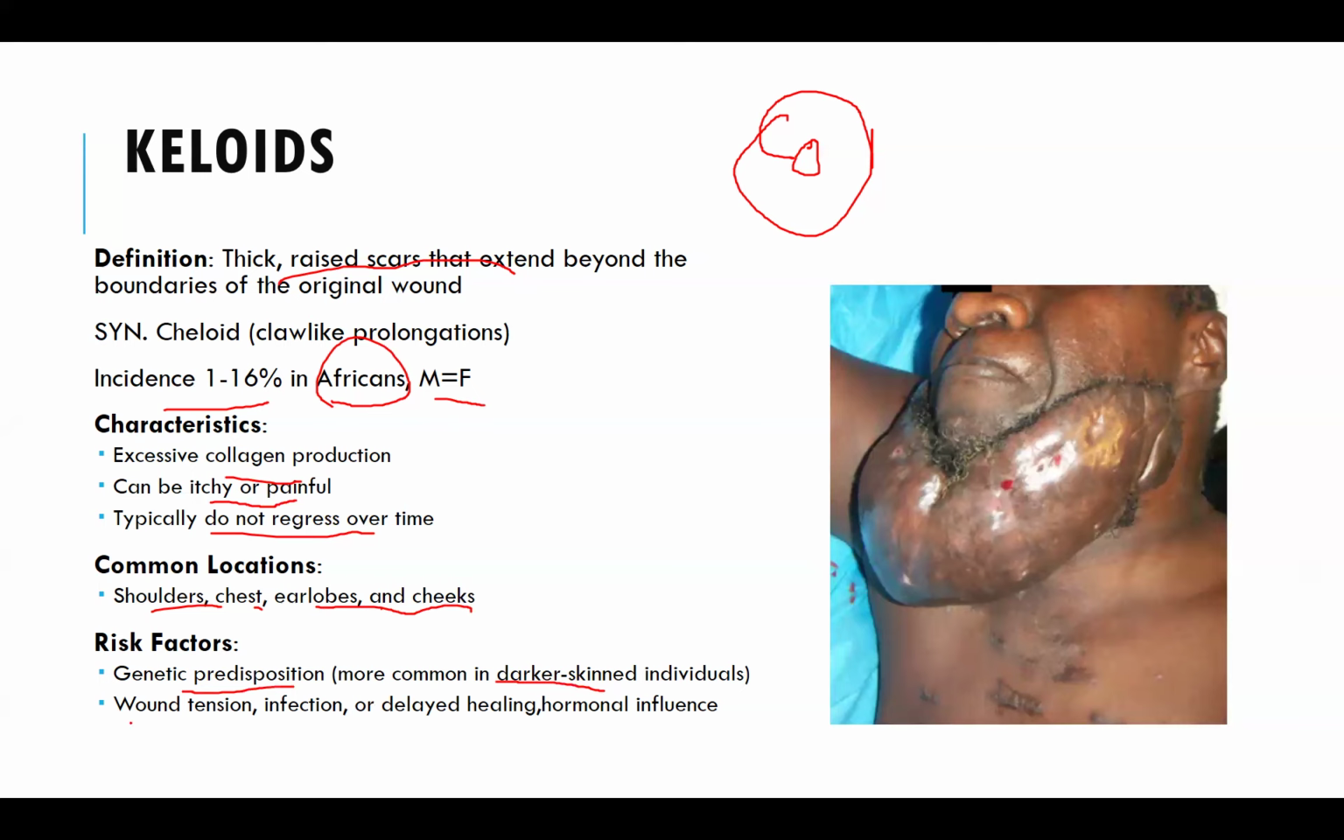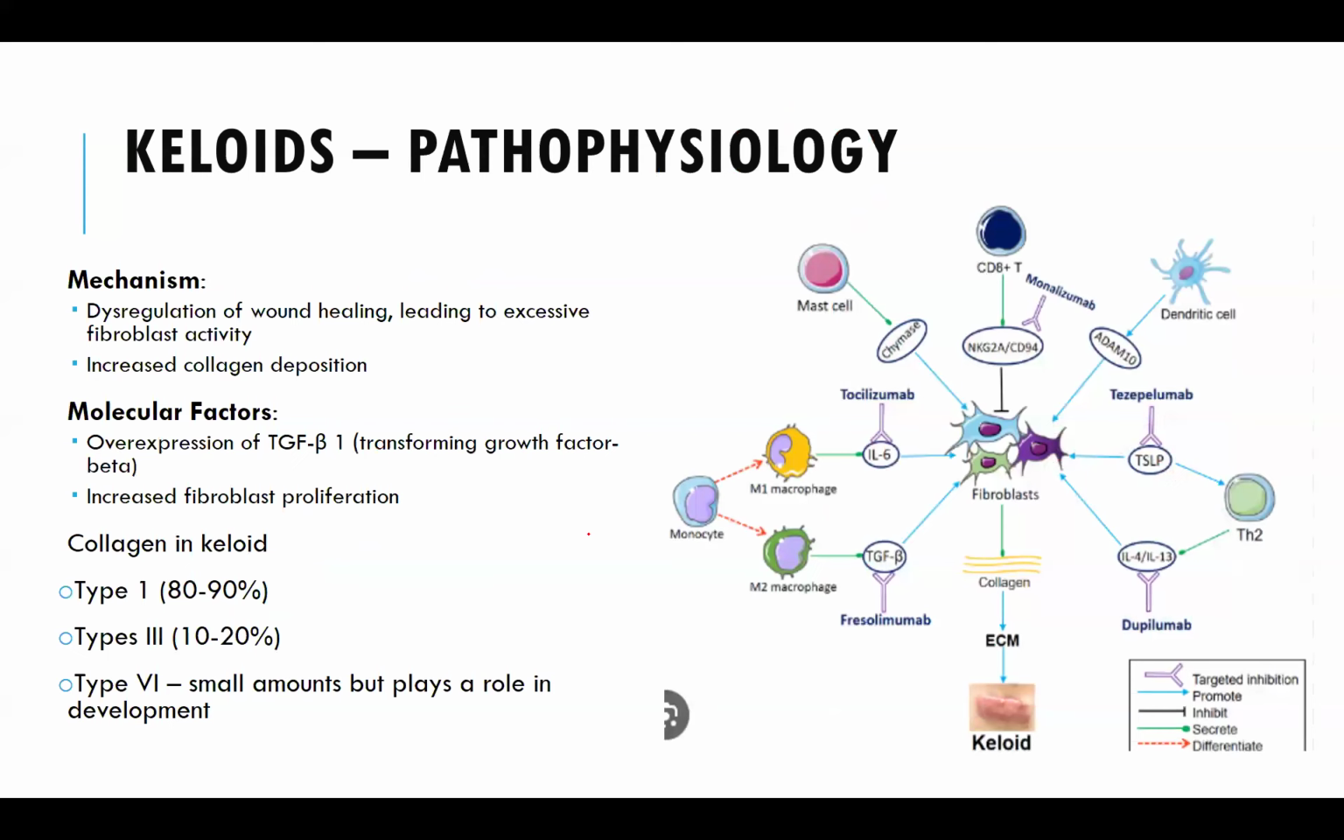Other factors that can put you at risk of getting these keloids: if you have a lot of tension at the site of the wound, if you get a wound and it becomes superinfected, or it has delayed healing, or in some cases even hormonal influence has been attributed to formation of keloids. So in the pathogenesis, or the mechanism of how we form these keloids, usually there's a dysregulation of wound healing. And remember, after you've had hemostasis, then you have an inflammatory phase, then you have a proliferative phase. In that case, we talked about activation of the macrophages, type 1 and then type 2.